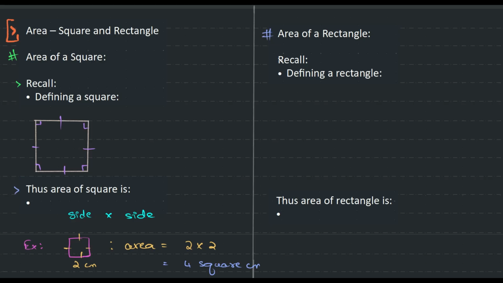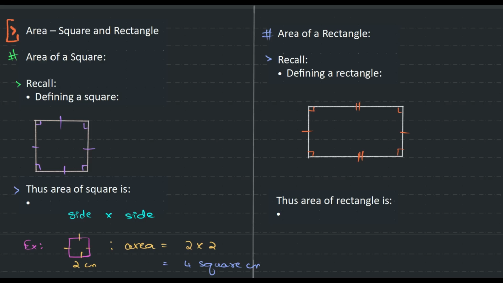Now, area for a rectangle. What we just saw over here was a rectangle. A rectangle has properties you should be able to recall: the opposite sides are equal, and the angles formed are 90 degrees. So basically, if this happens to be 10 centimeters, this also will be 10. If this is 4 centimeters, this will be 4.